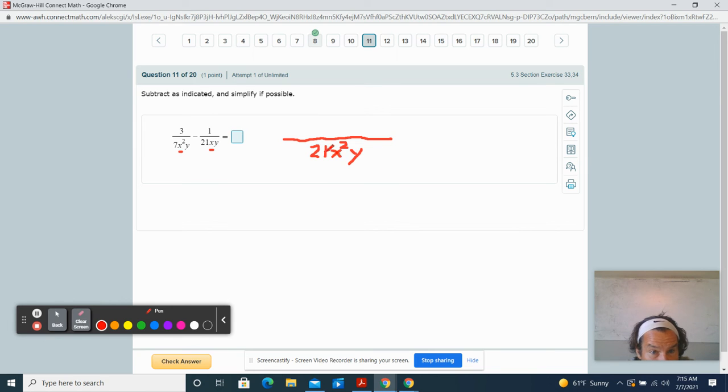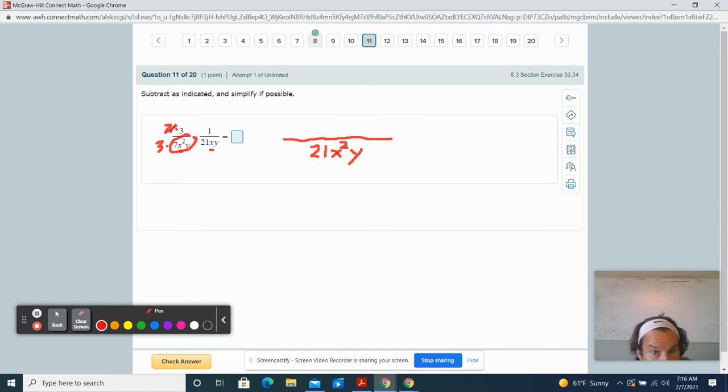Okay. Now, the reason why you did these problems here before, like 7, 8, 9, and 10, is that now you have to find equivalent fractions. So what does this need to be multiplied by? What's 7x squared y need to be multiplied by to get 21x squared y? Well, just simply a 3. That's the only thing you have to multiply that by is a 3. So you have to multiply the top by a 3.